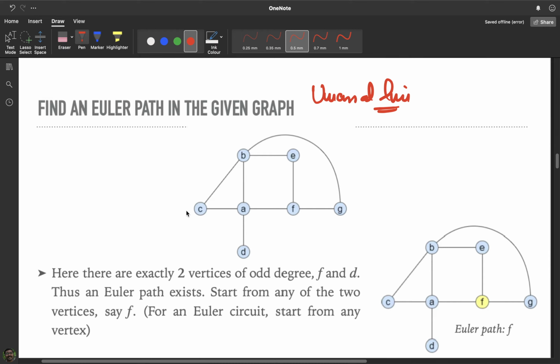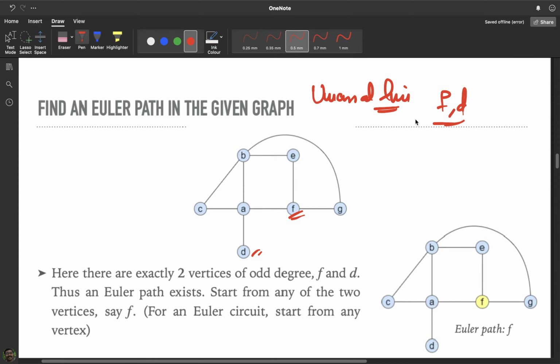Suppose this vertex has degree 2, this has degree 4, 2, this has degree 3. So there is one vertex of odd degree and there is another vertex of odd degree. So there are exactly two vertices of odd degree, which are F and D. So you should start from either of these vertices. Suppose I am starting with F.